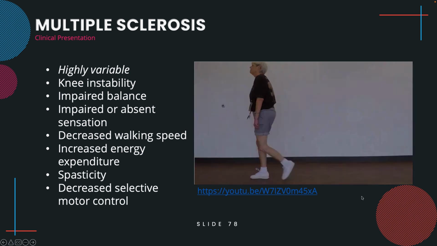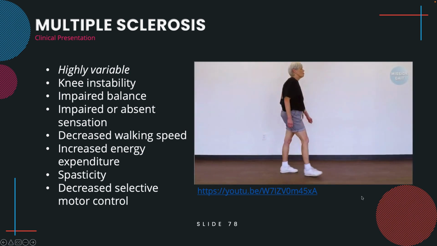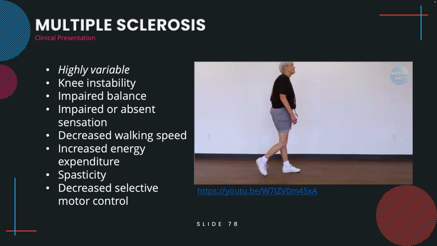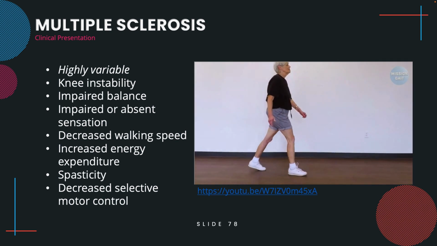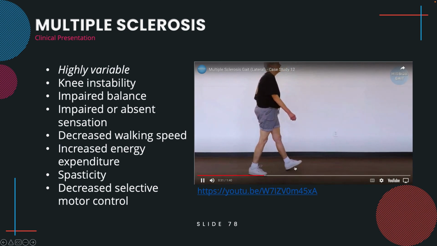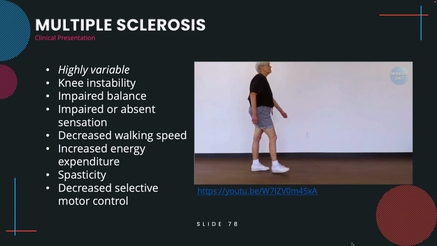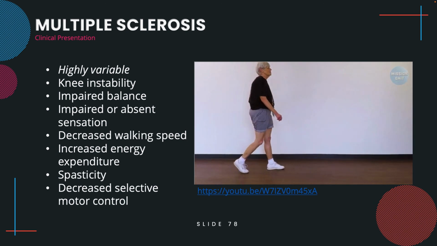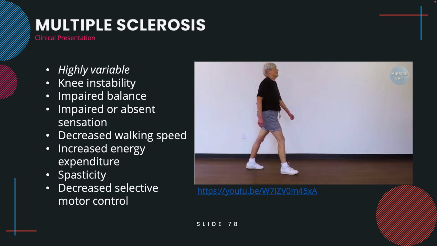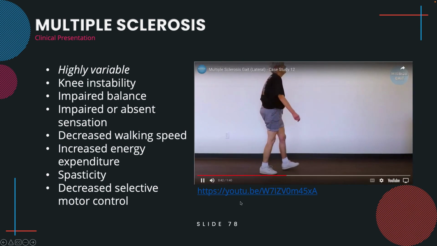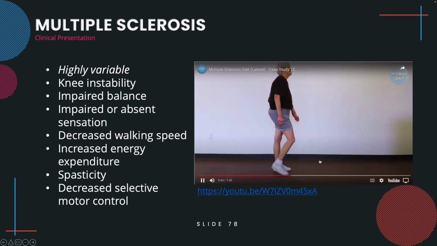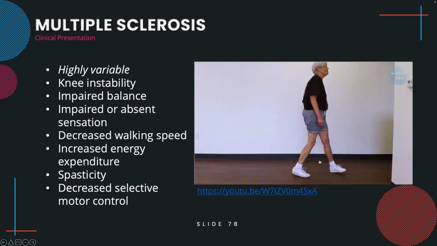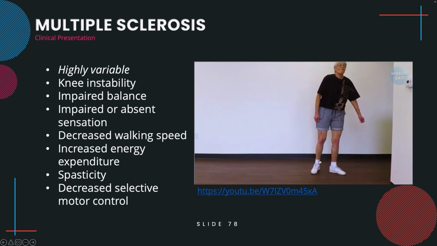And so for this woman, her weight acceptance doesn't look terrible, maybe a little bit limited on that left in terms of her dorsiflexion range of motion. During single limb stance, she kind of leaves the stance phase early, and we also see a hyperextension at the knee. We'll see that a little bit more clearly when she turns around here.